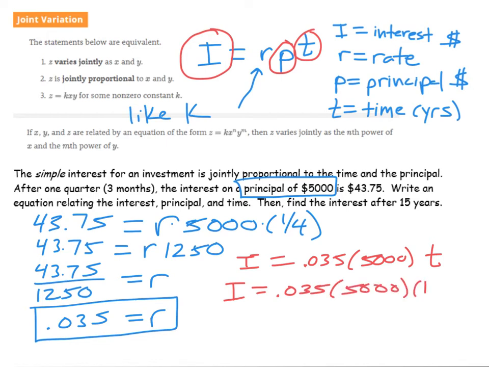It wants to know, what are we going to earn if we let it go for 15 years? So T would just have to be 15. You throw that whole right side into a calculator. $2,625 is the amount that the investment would earn over that time, given all that information.